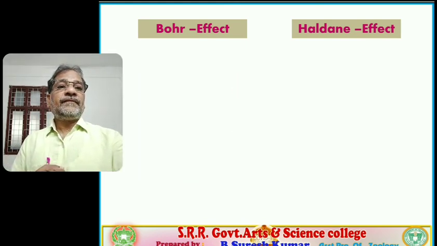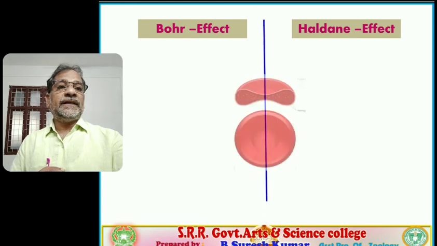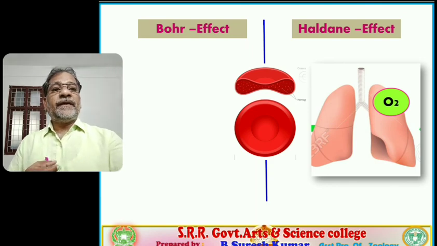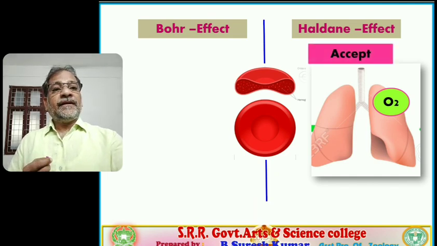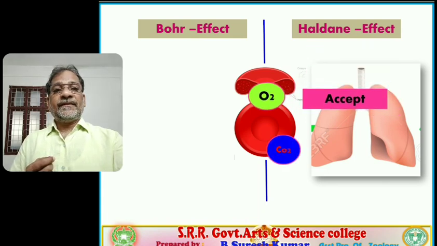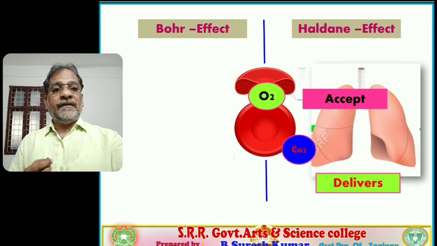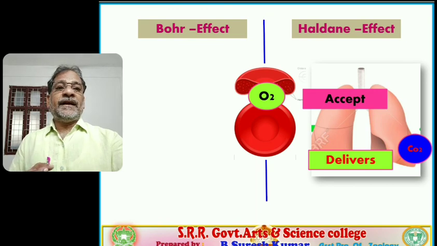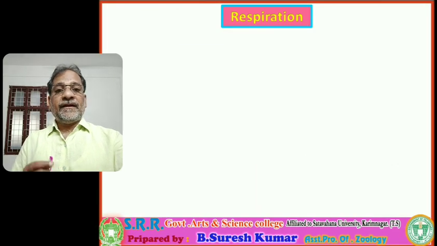Right. Next, the Haldane effect takes place at lungs. We find this phenomenon at lungs. Here the partial pressure of oxygen is greater. So what is happening here? Here the hemoglobin molecule accepts the oxygen and releases or delivers carbon dioxide into alveoli. Complete reversal mechanism. So these two mechanisms are converse mechanisms. So the Bohr effect and Haldane effect are completed.